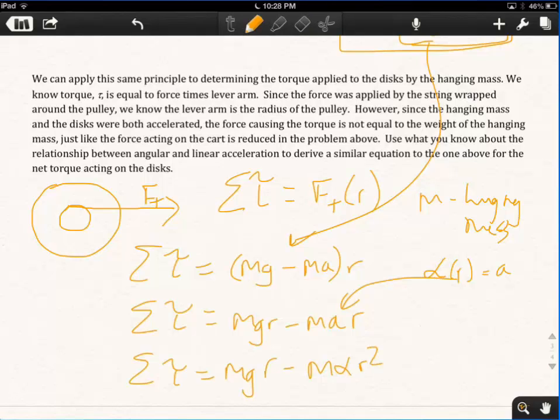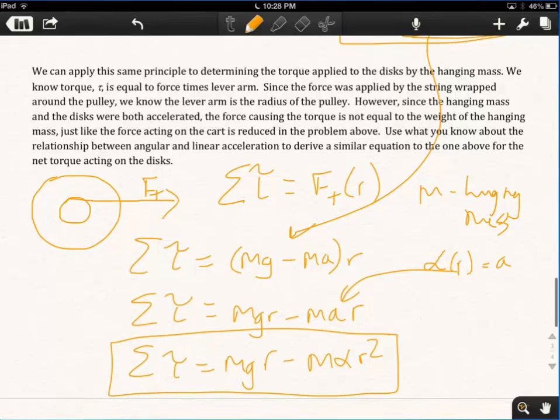And so I have this nice equation. This is the net torque acting on that disk. The net torque is mgr minus m alpha r squared.